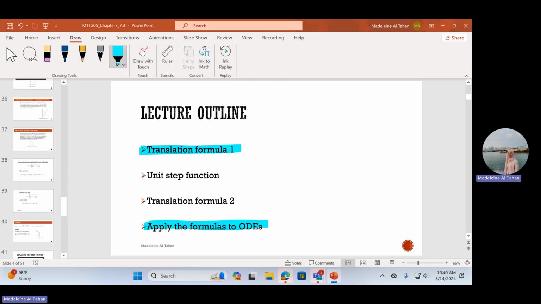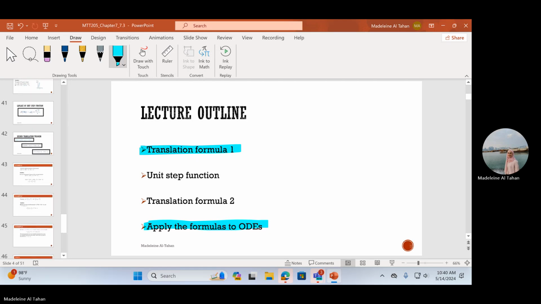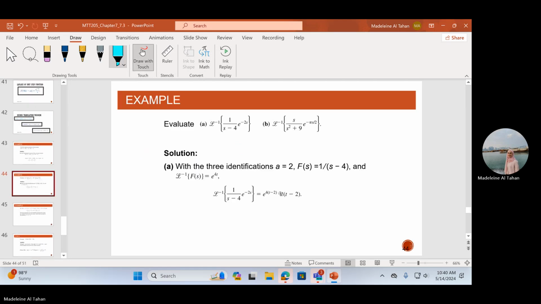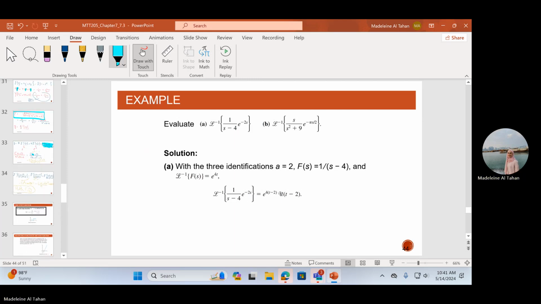So our aim is, we have this one, to solve Laplace inverse of these ones. Okay, we have something in s multiplied by e to the 2s or e to the negative 3s. So this one, it needs a formula. This formula depends on something known as the unit step function.